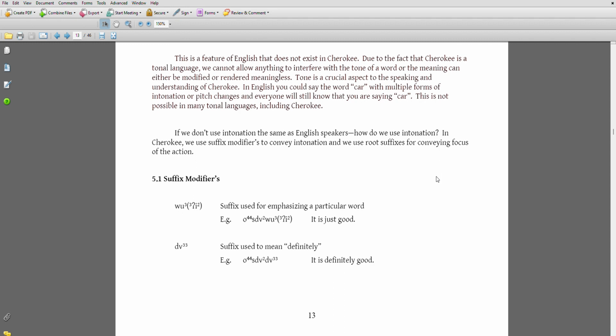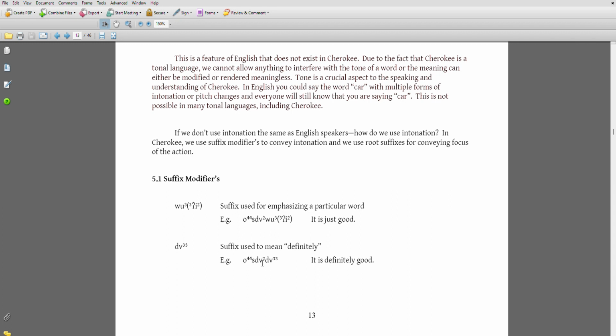So if we suffix that on the word osta, which means good, we end up with ostawun, and it's just good. Ostawun, just good. Dun, this is a suffix that means definitely. Ostadun, it's definitely good.